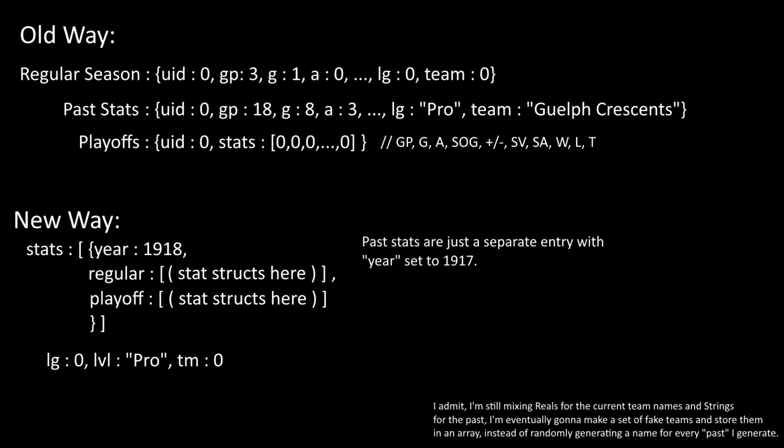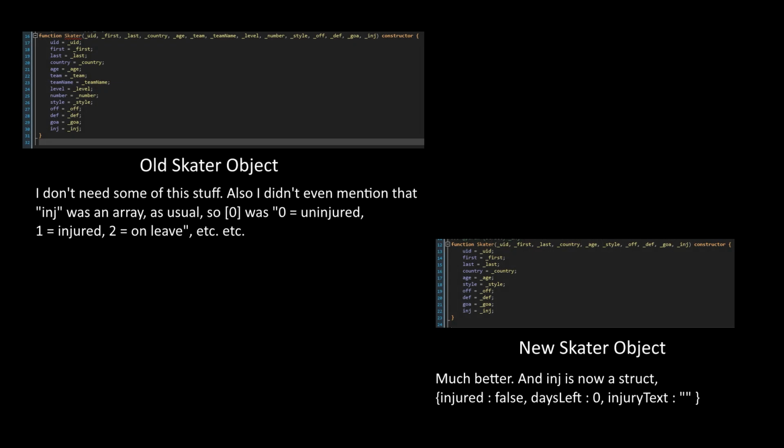Connected to all that, I reworked the skater objects, which are the basis of every player in the game. I had to rework these because some, but not all, of the old stats entries contained copies of the skater objects. Previously, things like the league, team name, even the player's number were stored in this skater object. While reworking the stats, I realized that a lot of this stuff is totally unnecessary.